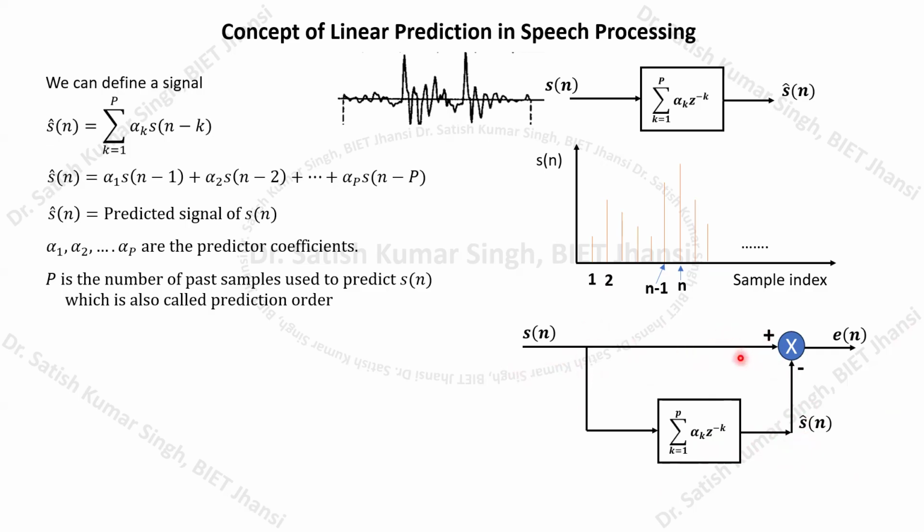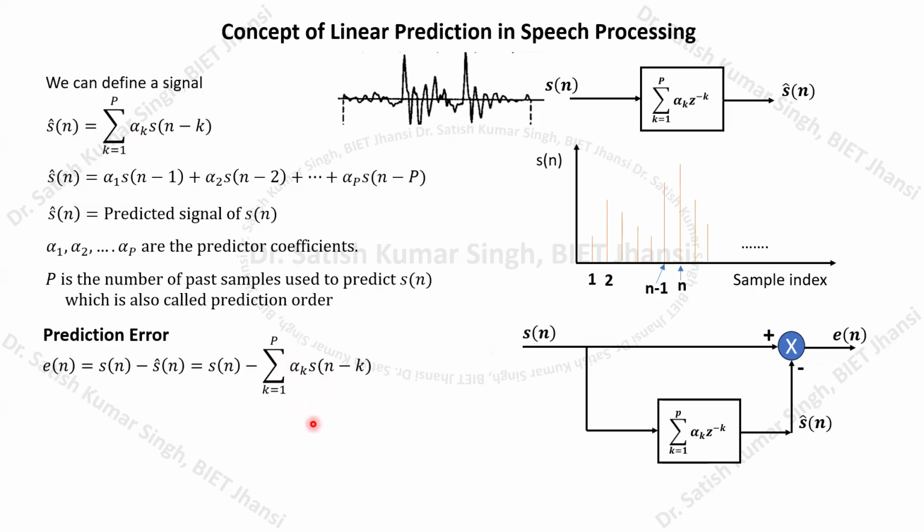So this is the actual sample Sn, and if we subtract the predicted signal, we are going to get the prediction error En. We can write this prediction error by this equation: En equals Sn minus s cap n. If you wish, you can rewrite this as En equals Sn minus the sum over k equals 1 to p of alpha k s into n minus k. The same equation I have written over here.